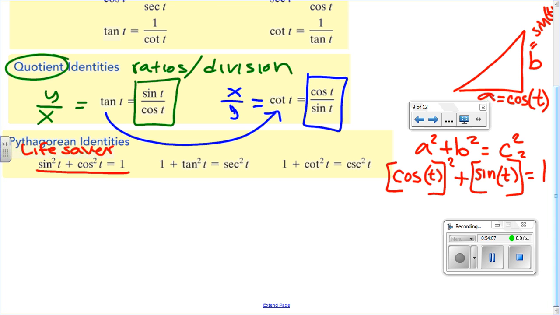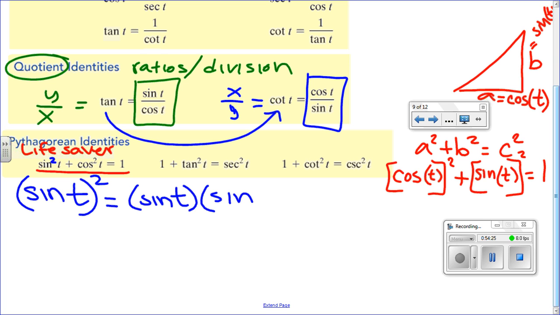Now, it's important to notice that when you have a square here, what you're squaring is the whole expression sine, not the angle, okay? Are we clear with that? So what it literally means is sine of t times sine of t. That's what it means. This is good to know.